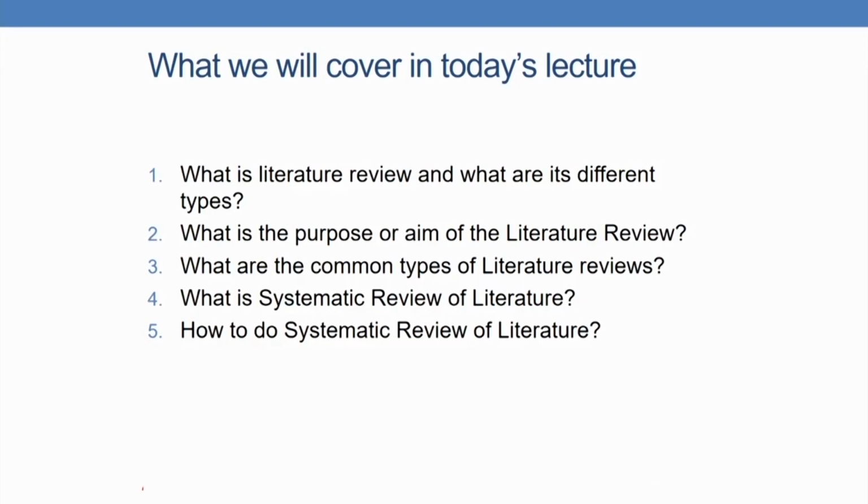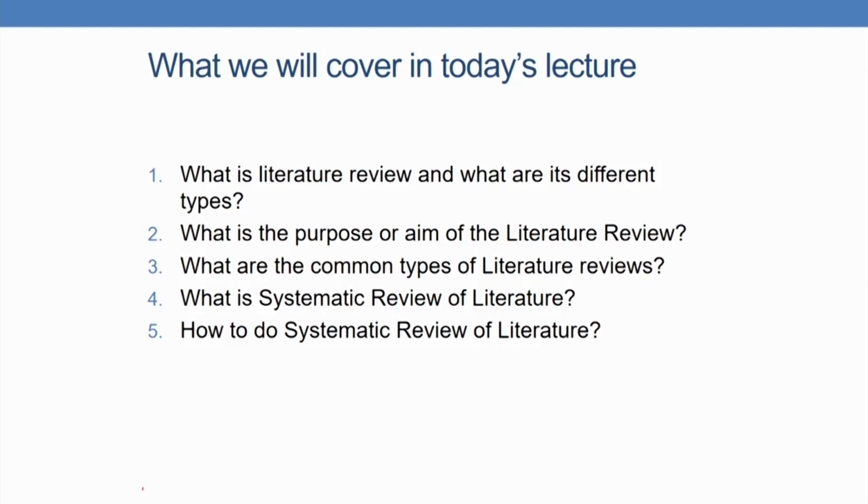So, keeping these things in mind, what we will cover in today's lecture is as follows. We will first see what is literature review and what are its different types. We will also look at what is the purpose or aim of literature review, and what are the common types of literature reviews. Among the different types, in this lesson we will focus mostly on one type, which has come to be known as systematic review of literature, and this is increasingly being used in the field of development research methods.